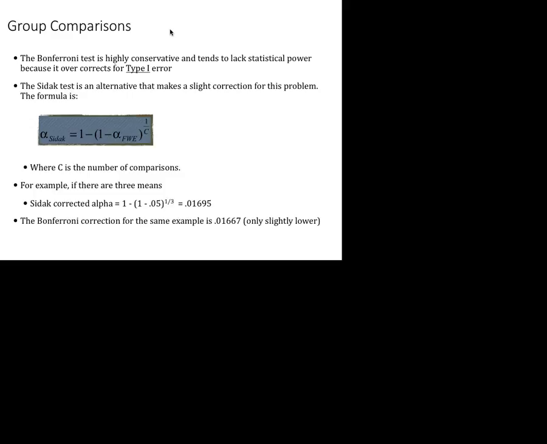Our Bonferroni correction, as I calculated, was 0.017, and we get 0.017 there if we round to three decimal places. And so the difference is not huge between these two different post hoc comparisons. And so that's just two examples, and as you'll see in SPSS, there's another, my guess is 15, that we could pick from.